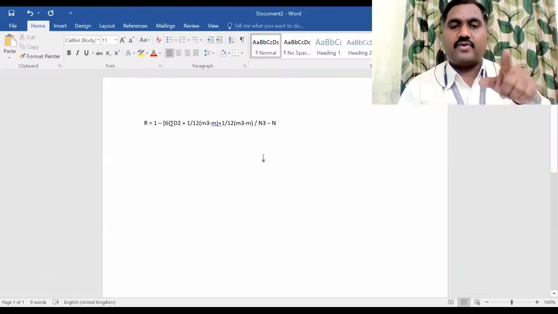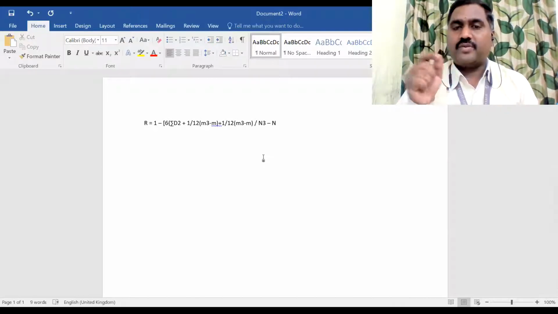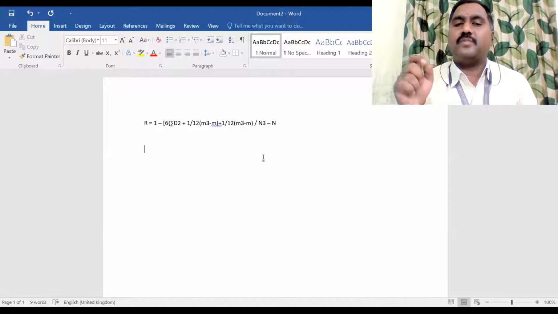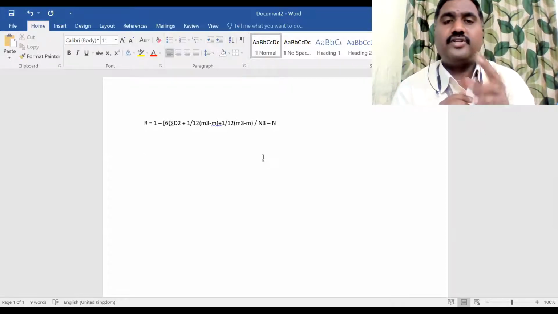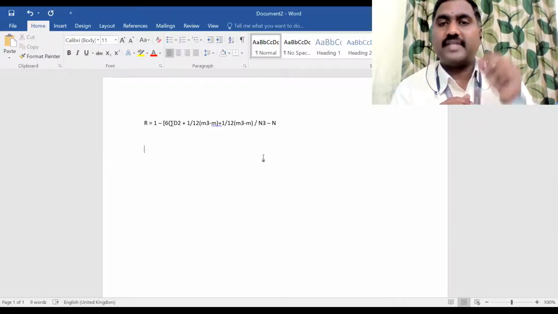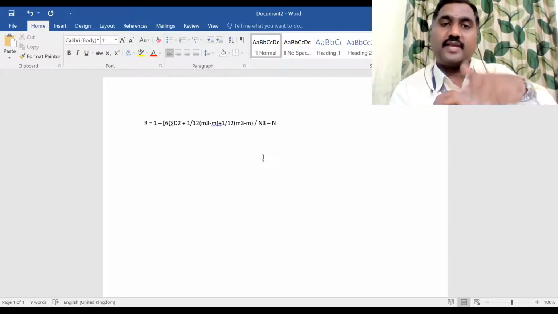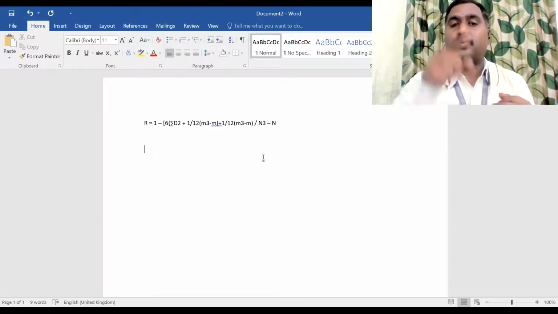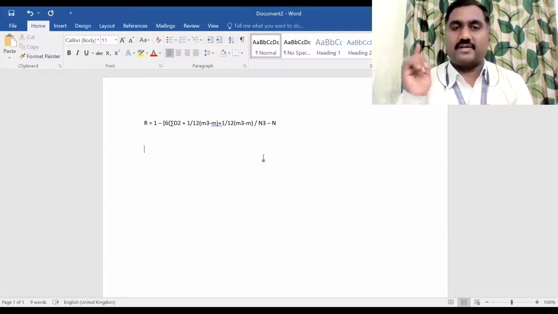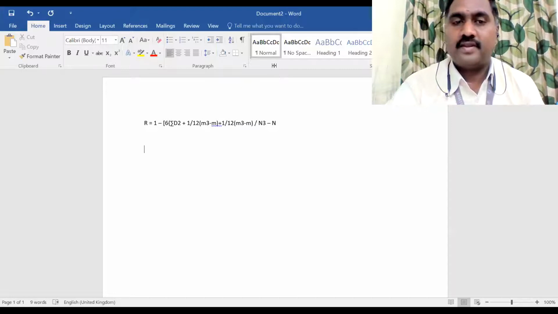Now, this is the formula I told you, right? R equal to 1 minus 6 into summation d square plus 1 by 12 into m power 3 minus m plus 1 by 12 into m power 3 minus m divided by n power 3 minus n. You can ask why I mentioned 1 by 12 into m power 3 minus m 2 times. Here in this problem, two values are repeated. One is 45, another one is 40. That's why I mentioned 2 times. If suppose for the same example, in X you are getting 50 three times, that means three values are repeated. Then you have to put one more 1 by 12 into m power 3 minus m. Is it clear now?